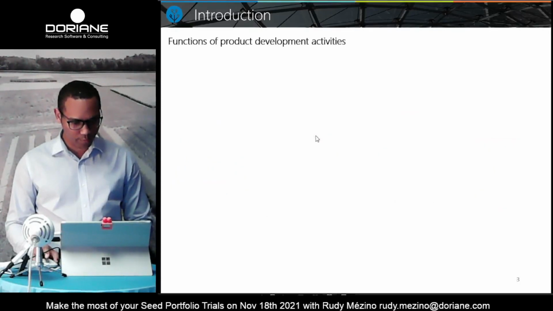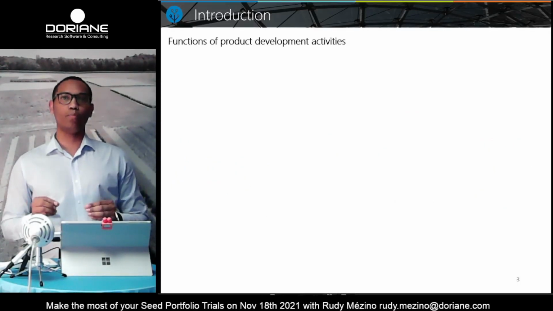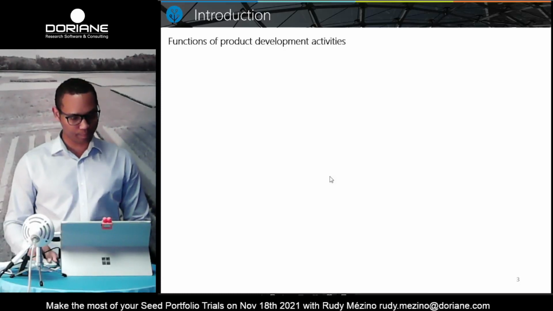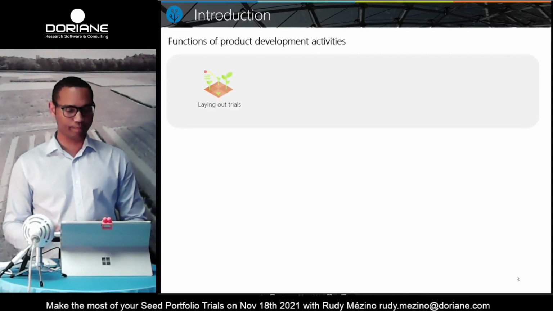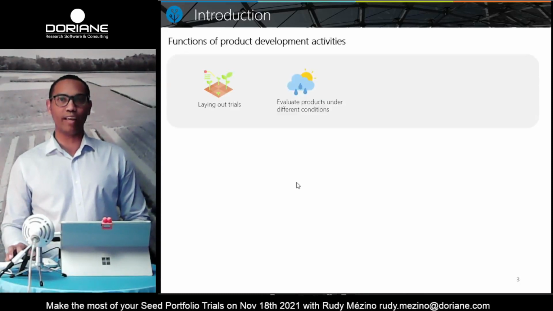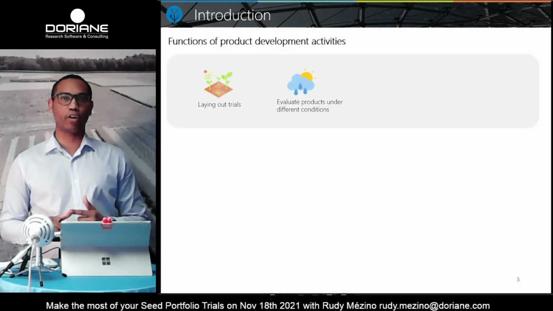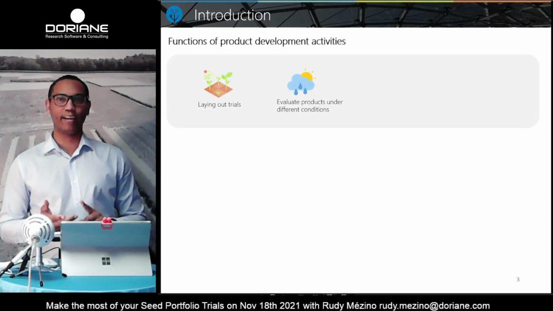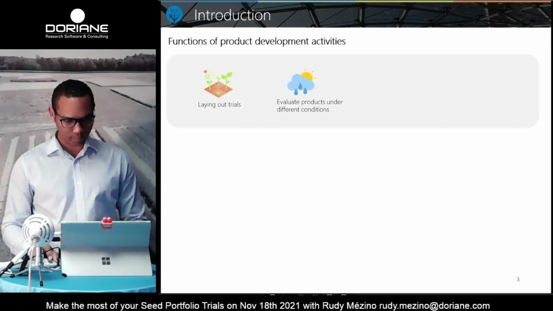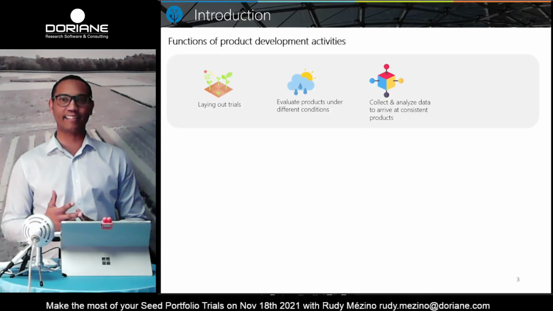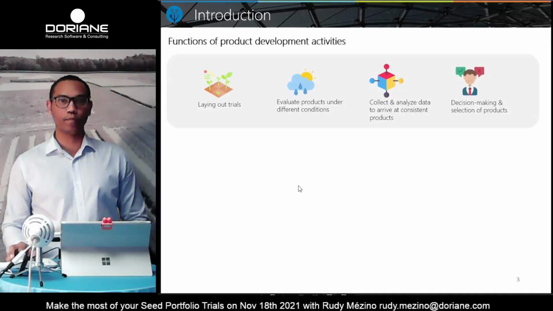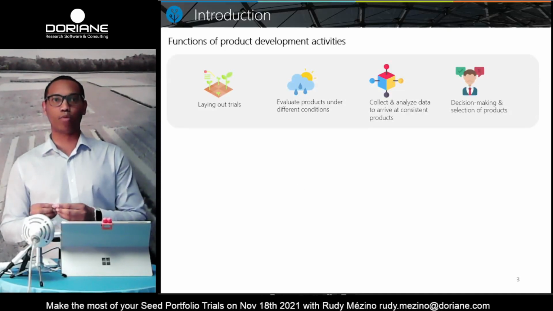So in a few words, what are the main functions of product development? The first one is to lay out trials in farmer fields. Second, to evaluate the products under different conditions: farmer, cultivation conditions and practices, geography, climatic conditions, seasons. Then collect centralized data, analyze data from research teams, farmers, collaborators. And finally, select and address the market with consistent products.